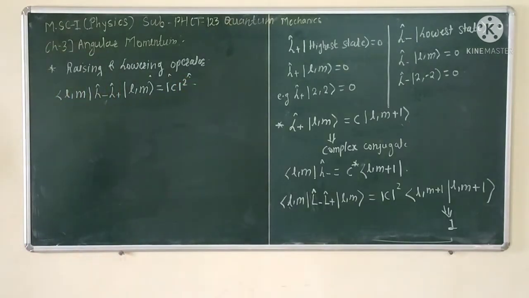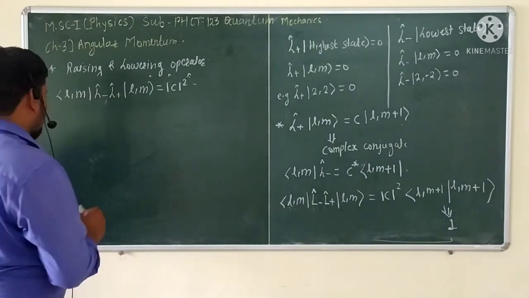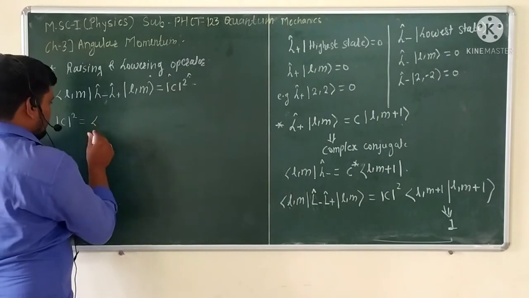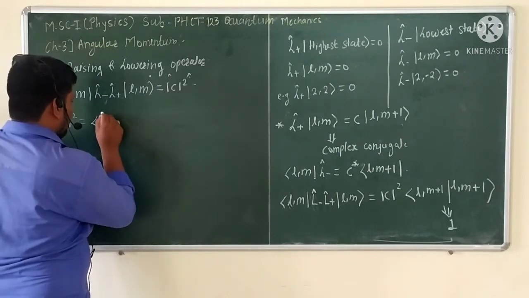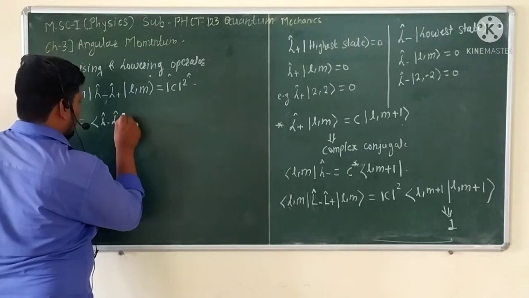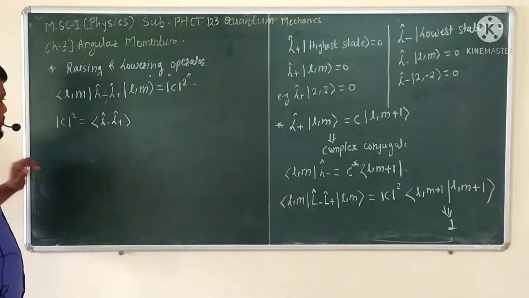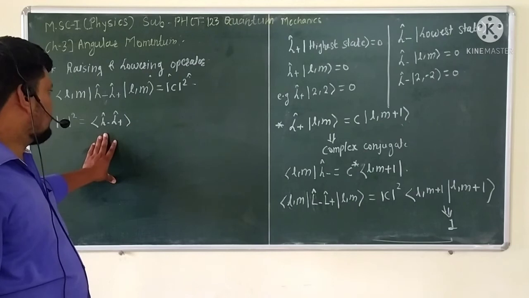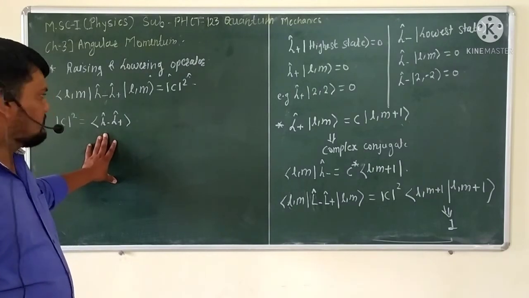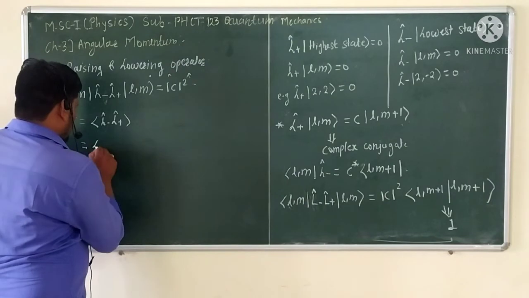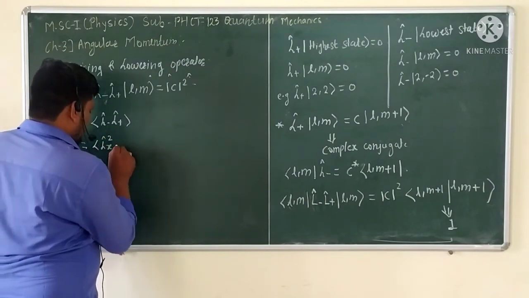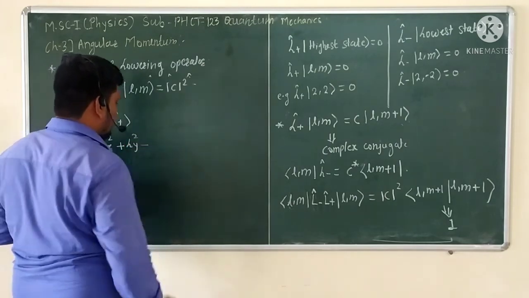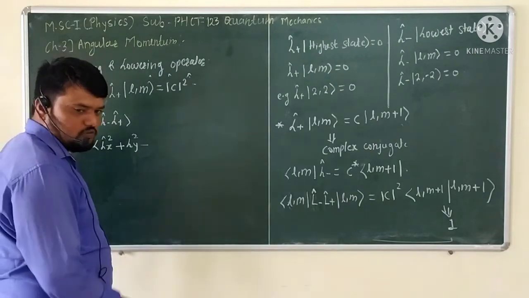Okay, and we want to calculate the value of mod of C square, and this mod of C square is nothing but the expectation value of this L minus cap and L plus cap. Okay, and already we have to calculate this value, L minus cap and L plus cap, so that is the expectation value of Lx square plus Ly square minus h cross of Lz.